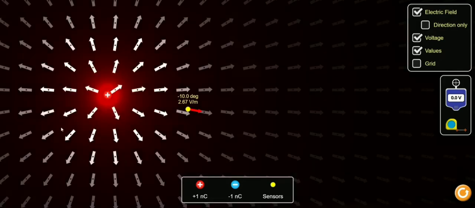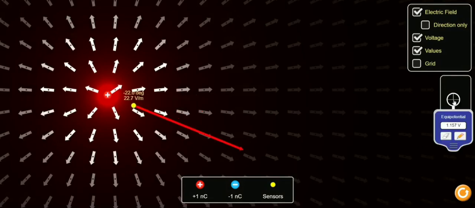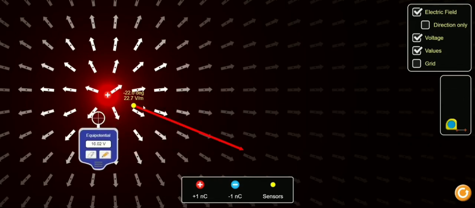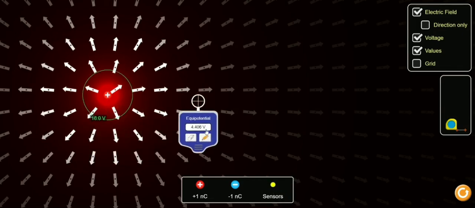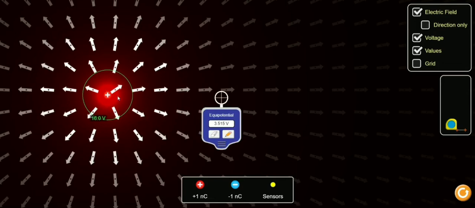Next, we find the voltage. Now I measure the equipotential. So I take this one. Let us draw the equipotential surface. We know that for a point charge, the equipotential surface is perpendicular to the field lines. So these are the field lines, and it is normal.